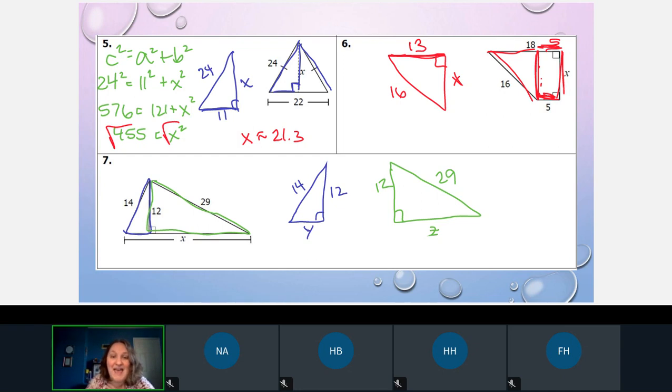And then at the very end, to find x, right? This was y and this was the z. I can just add my y and my z together, and that'll tell me the entire length of x. Very good, Haley. You're right.